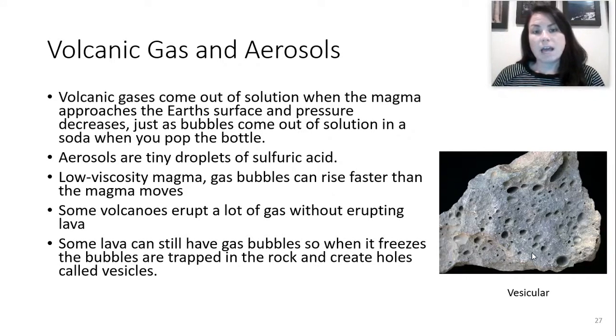Some lava can still have gas bubbles. So when it freezes, the bubbles are trapped in the rock and create holes called vesicles. Here's a vesicular rock sample on the right. You can see all these little air bubbles that remained there as the rock cooled. And that's why we have this huge porosity, these large holes within the rock.